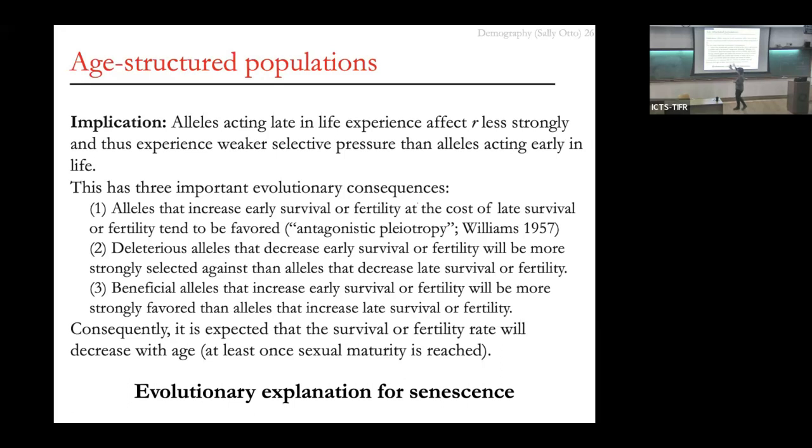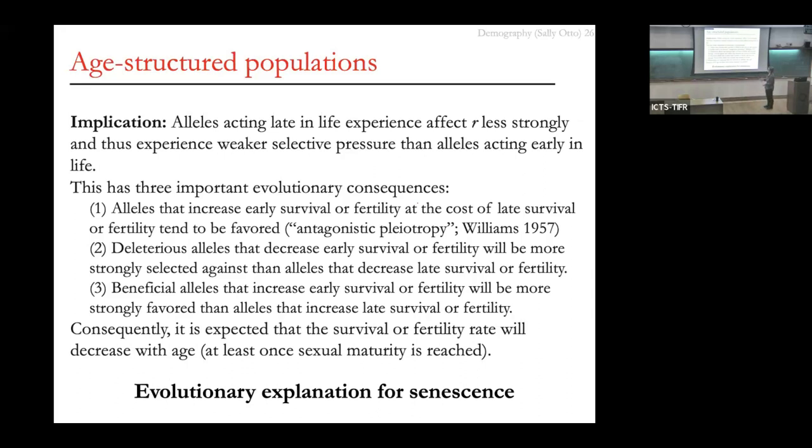And so if there are mutations that help you a lot when you're a kid and hurt you a little when you're an adult, they'll tend to accumulate. And that is called the antagonistic pleiotropy explanation for aging. There's an accumulation of mutations. The ones that are really favored are the ones that help you most when you're young, even if they hurt you less.